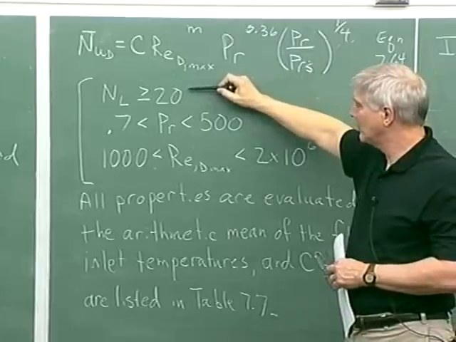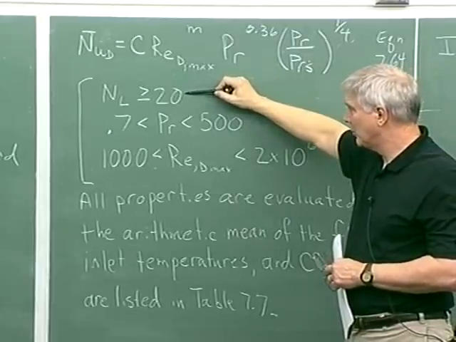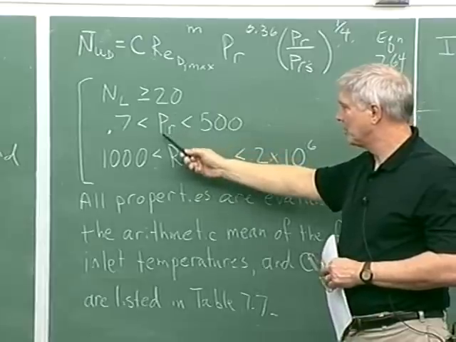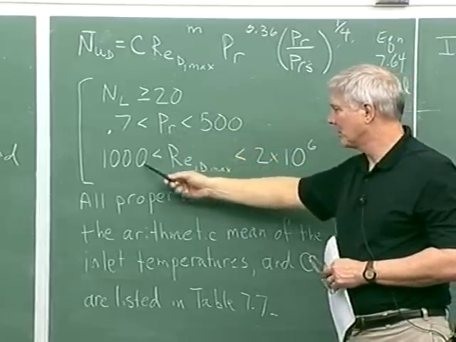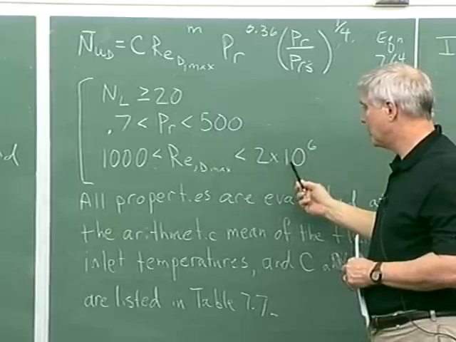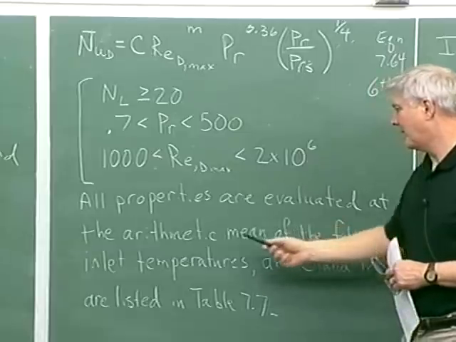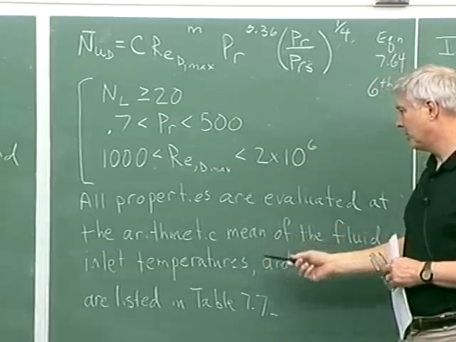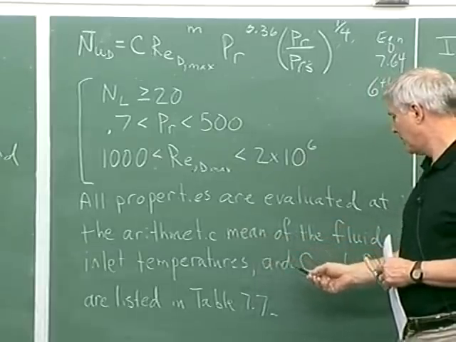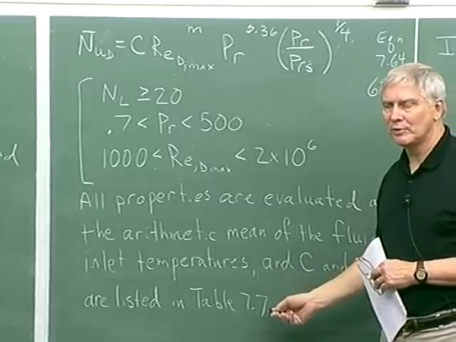And then we have the conditions. The number of rows has to be greater than or equal to 20. Prandtl number between 0.7 and 500. And the Reynolds number we can drop all the way down to 1,000 and go out to 2 million. Now this one, all the properties are evaluated at the arithmetic mean of the fluid inlet temperatures. And C and m are listed in table 7.7 in the 6th edition.